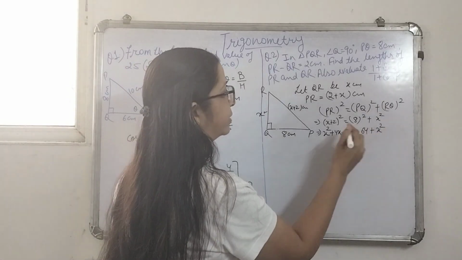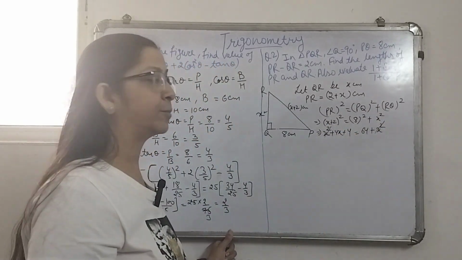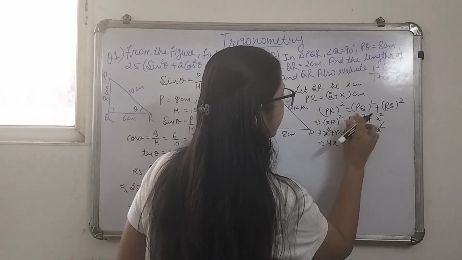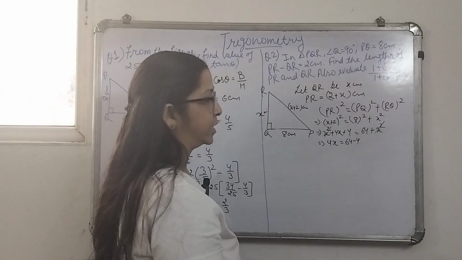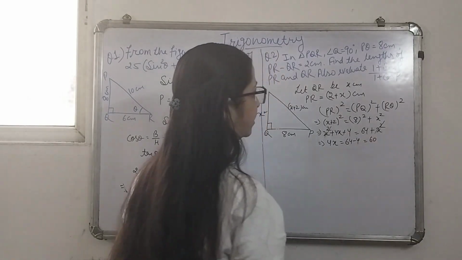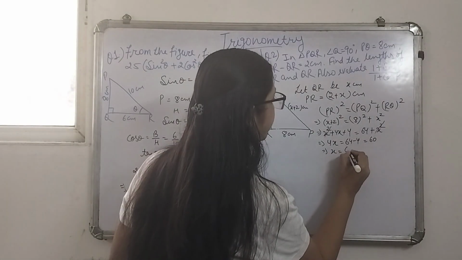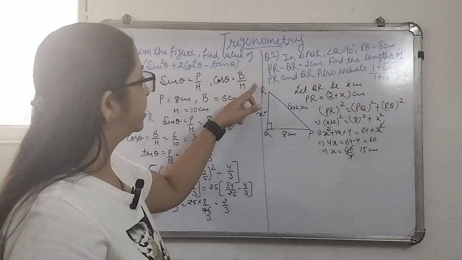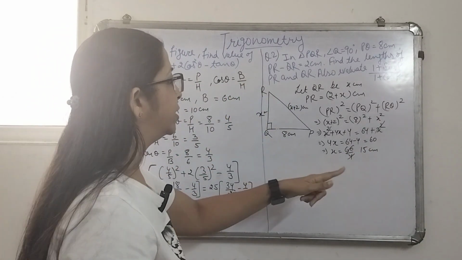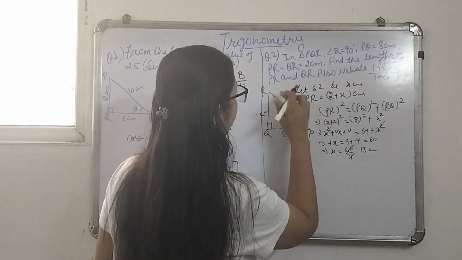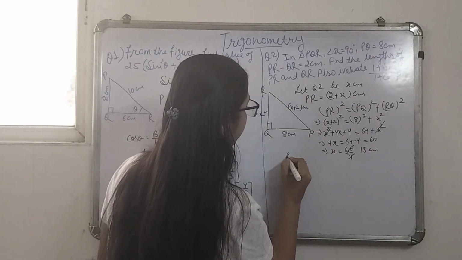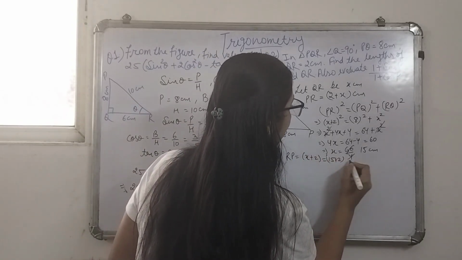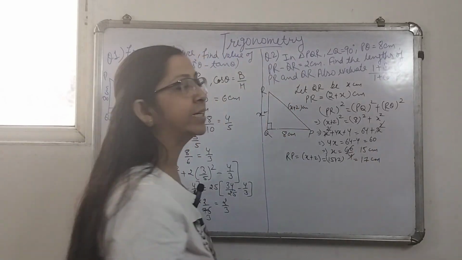Now here x square is going to cancel. So 4 times x is equivalent to 64 minus 4. The plus 4 will go over there and become minus 4, so it is equivalent to 60. So value of x will be 60 divided by 4, that is 15 centimeter. That means the length of RQ or QR is 15 centimeter, and value of RP will be x plus 2, that is 15 plus 2, or we can say 17 centimeter.